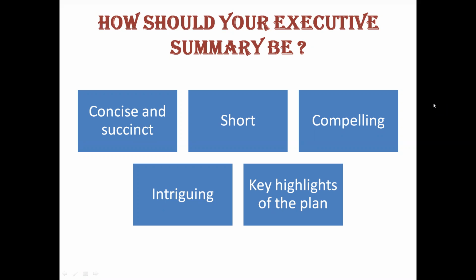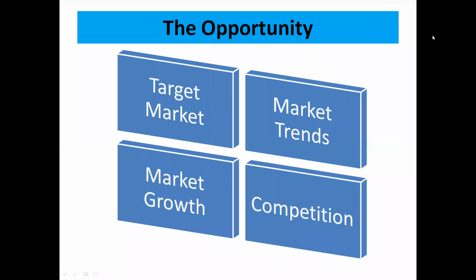So it is providing a brief and quick summary and overview of the entire business plan, covering the key aspects like the problem a business solves, the solution to the problem, the target market, the key financial highlights, and a summary of who does what on the management team. The next component of business plan that we are going to take up is that of the opportunity. The opportunity constitutes these four components: the target market, the market trends, market growth, and competition.